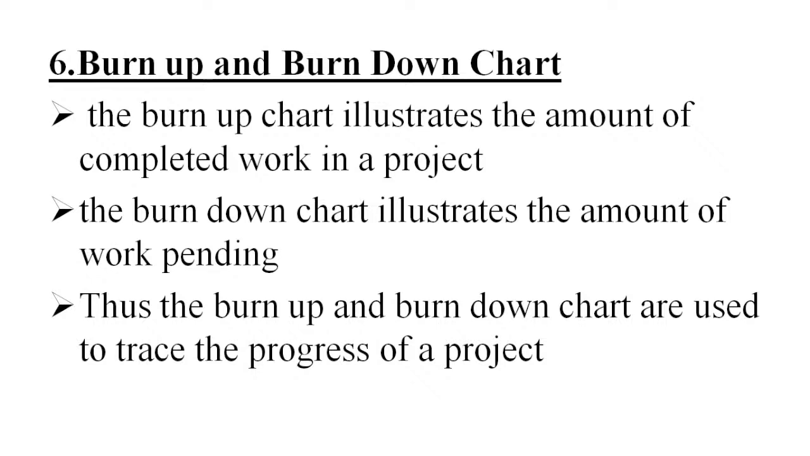The burn up and burn down charts are used to trace the progress of a project. Burn up chart means the amount of work completed in a project. Burn down chart means the amount of work pending in a project. These are all the documents which are maintained in Agile methodologies. First one is the user story, second acceptance criteria, third product backlog, fourth sprint, fifth sprint backlog, and the sixth the burn up and burn down chart.